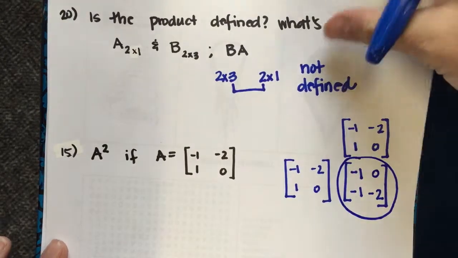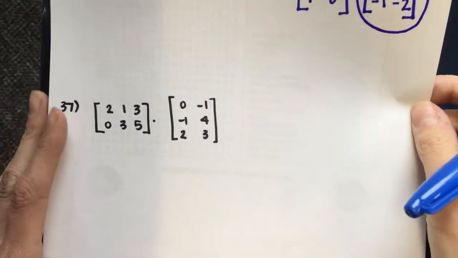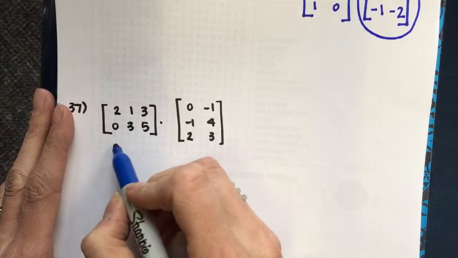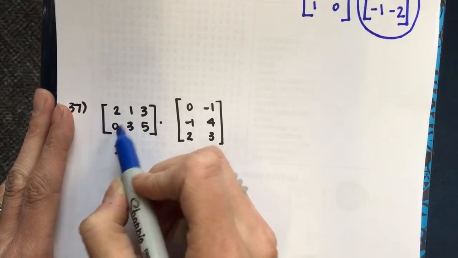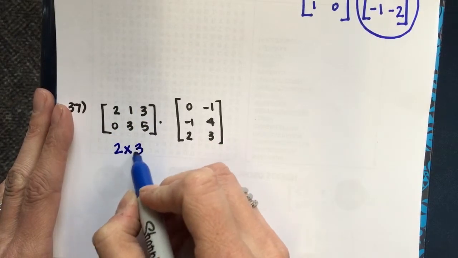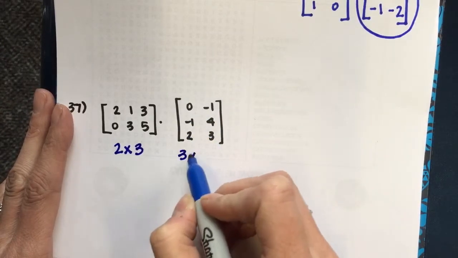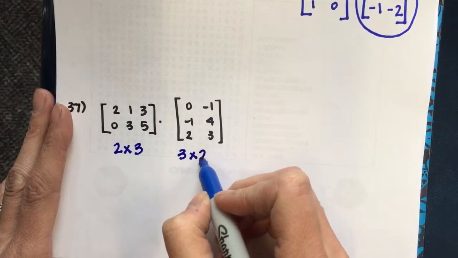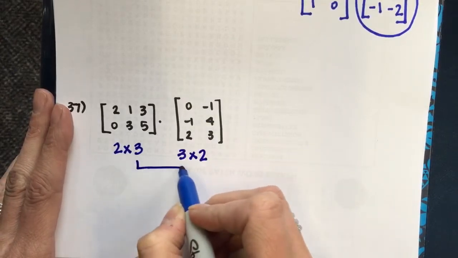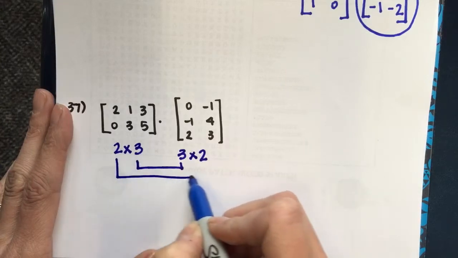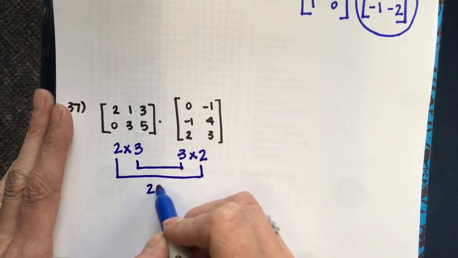The last one, number 37, multiplying these two matrices. This one has 2 rows and 3 columns. It's a 2 by 3. This one has 3 rows by 2 columns. We check to make sure the product is defined. Those match, and it is. The answer, the product matrix, will be a 2 by 2.